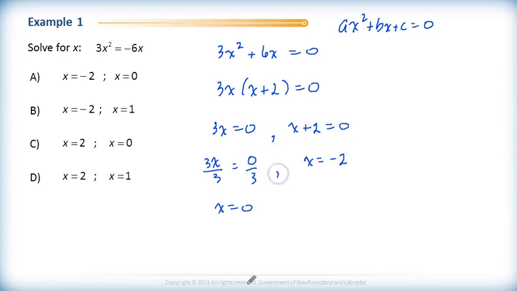Now let's see. Negative 2 squared is 4 times 3 is 12. And that's supposed to equal negative 6 times negative 2. Yep, that works. 12 equals 12. So we have the correct answers, option A.